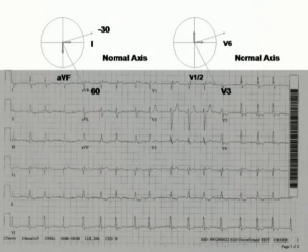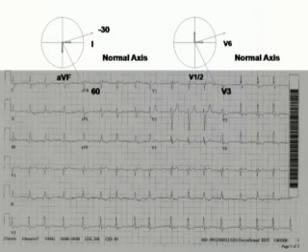Now using that 1 in AVF method, I'll ask you, what's the axis here? Is it normal or abnormal? Well, I heard some murmurings. Normal? Okay.